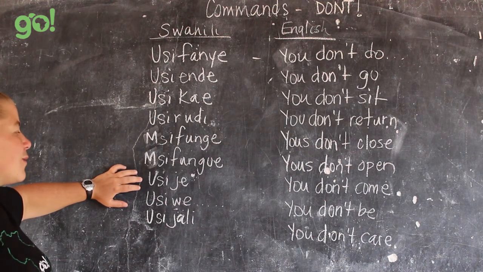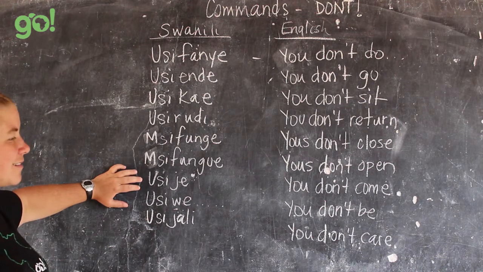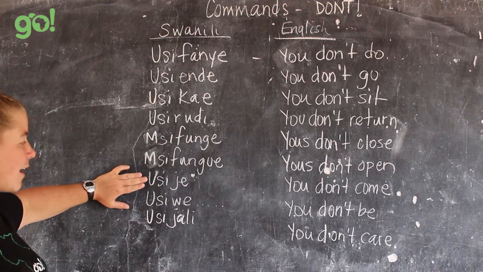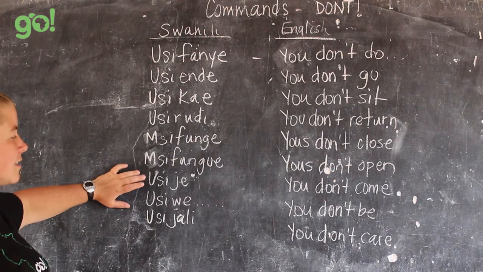Usije. Usije is from the verb kuja, to come. Kuja. So we've taken away the A and we've added an E. Usije. You don't come. If I wanted to make it plural, I could say msije. Msije. You guys don't come.